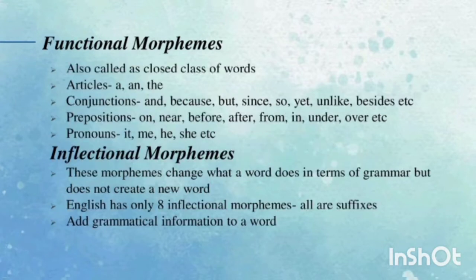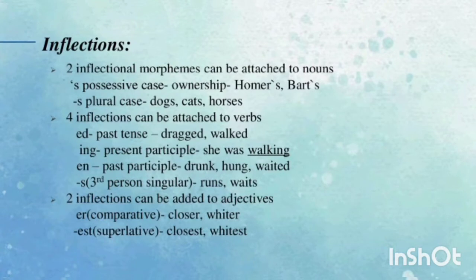And next is functional morphemes, also called the closed class of words because we never add new functional words to a language. Articles, conjunctions, prepositions, and pronouns come under functional morphemes. And bound morphemes can be further divided into inflectional morphemes and derivational morphemes. Inflectional morphemes change what a word does in terms of grammar but do not create a new word. English has only 8 inflectional morphemes, and all are suffixes, and they add grammatical information to a word.